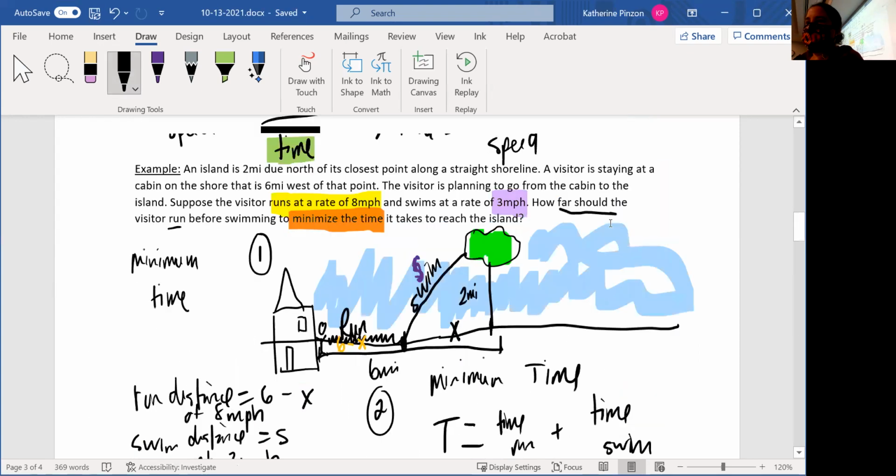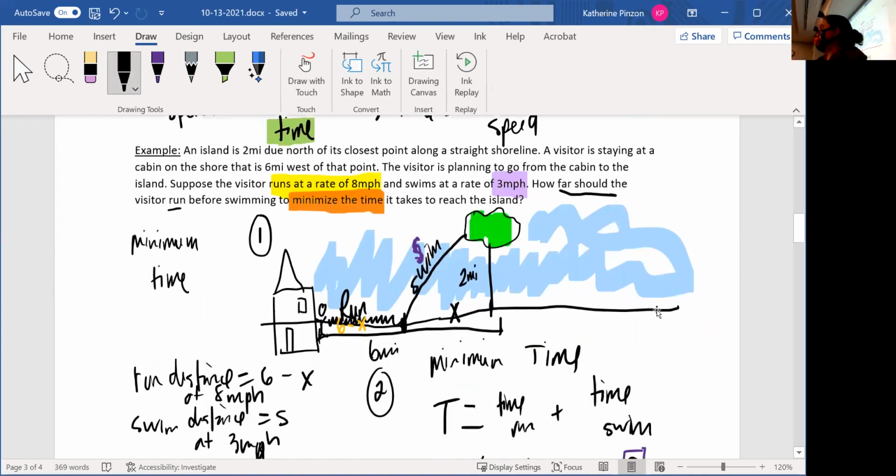Okay, this says, here's my picture, right? How far should the visitor run before swimming to minimize the time it takes to reach the island? Yeah, because remember, the distance that they run is 6 minus X. So if X is 0.809, then the distance that they run is going to be 6 minus 0.809 miles.